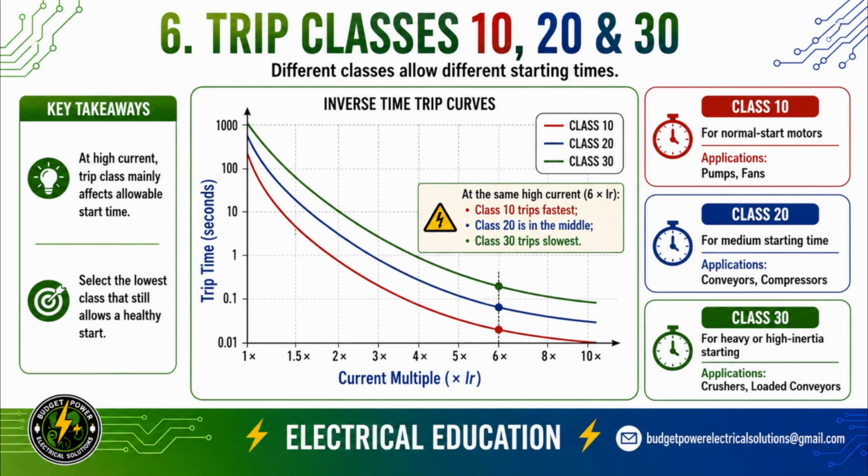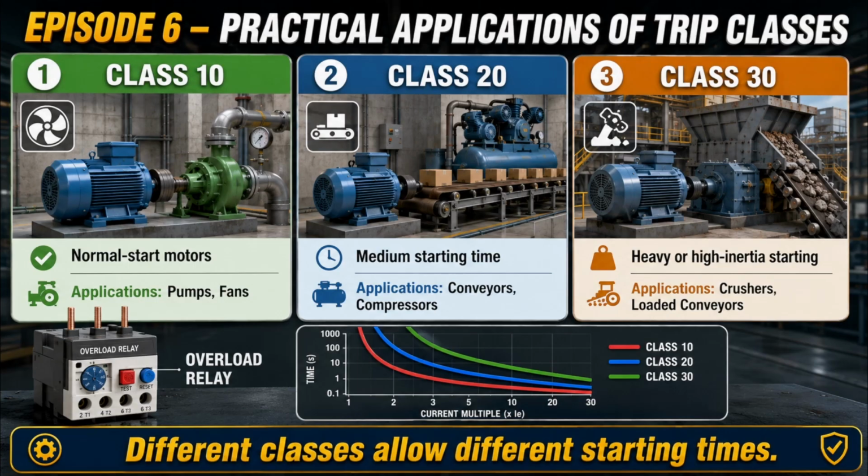That means class 10 is commonly suited to motors that accelerate quickly, such as pumps or fans. Class 20 can be useful for motors with a medium starting time, such as some conveyors or compressors. And class 30 may be used where the motor has a heavy load or high inertia and needs more time to accelerate. The important point is not to simply choose the slowest class. We should select the lowest trip class that still allows a healthy motor start without nuisance tripping.